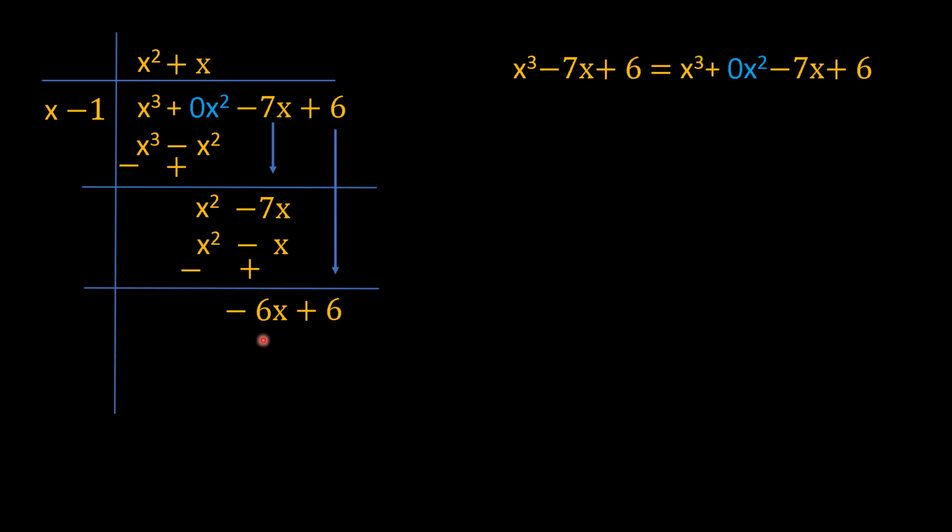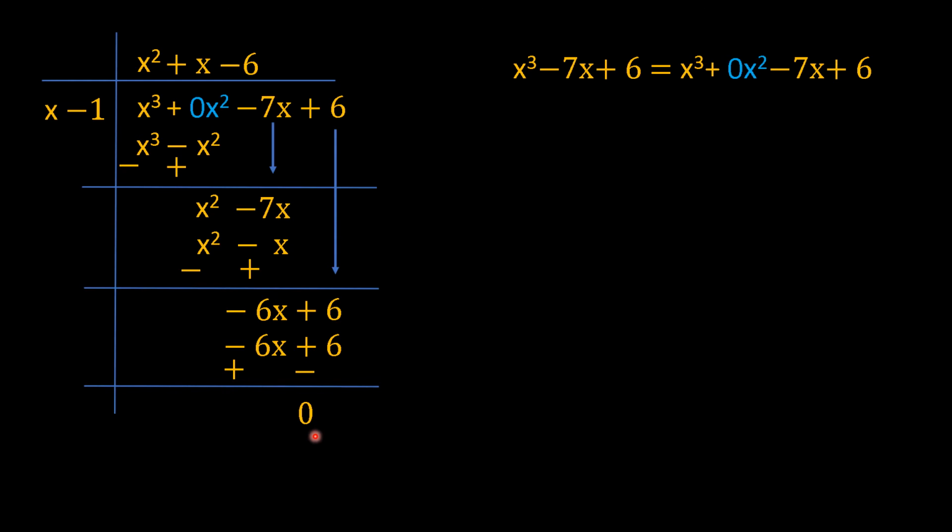We again divide minus 6x by this x, which gives us minus 6. That minus 6 we write over here. Now minus 6 multiplied by x minus 1 gives us minus 6 multiplied by x, that is minus 6x, which we write here. Minus 6 multiplied by minus 1 will be plus 6, which we write here. Now we will change the signs. This minus becomes plus, this plus becomes minus. So minus 6x plus 6 minus minus 6x plus 6 gives us 0.